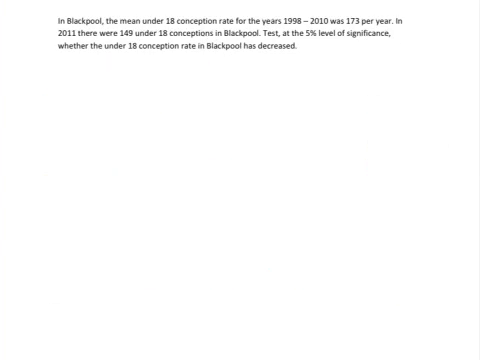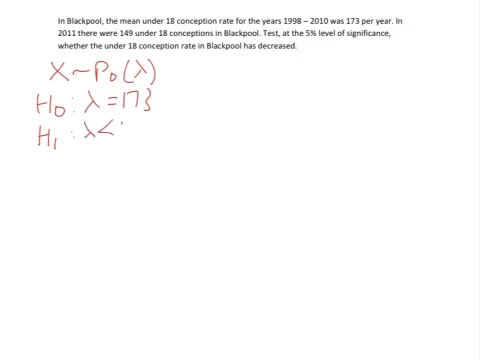Here we've got a question about under 18 conception rates. We've got a rate of 173 per year, so we can say that the number of conceptions has a Poisson distribution, and the null hypothesis is that lambda is 173, so the alternative hypothesis is lambda is less than 173. It says we have to explore whether the conception rate has decreased, so this is a one-tailed test. Let's use a 5% significance level.